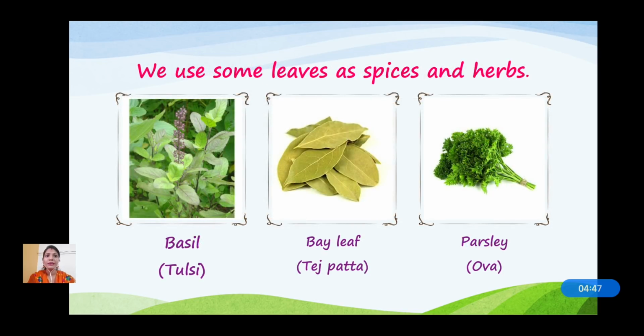Okay, we use some leaves as spices and herbs. Now we all know basil means tulsi, isn't it? When you feel uneasy or when you have cold and cough, your mama gives you tulsi leaves to eat, isn't it? Now bay leaf, it is used in your house for preparing different food items. Parsley, it is known as ova. This is also used to digest your food quickly. So these have many medicinal purposes.